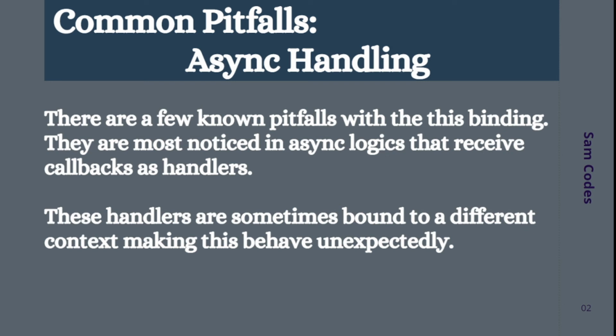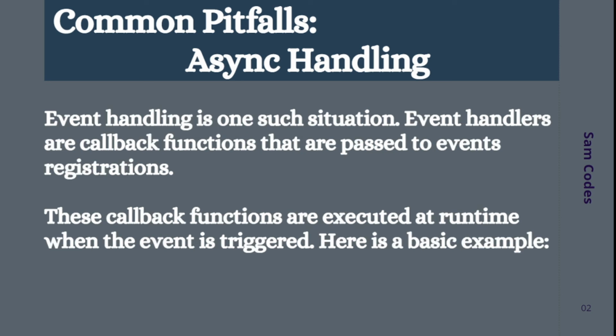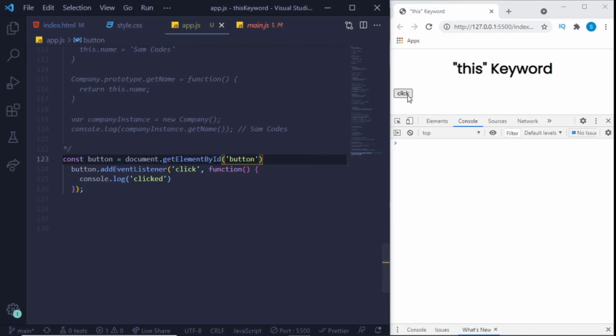There are a few known pitfalls with this binding. They are most noticed in async logic that receives callbacks as handlers. These handlers are often bound to a different context, making this behavior unexpected. Event handling is one such situation. Event handlers are callback functions that are passed to the event registration. These callback functions are executed at runtime when the event is triggered.